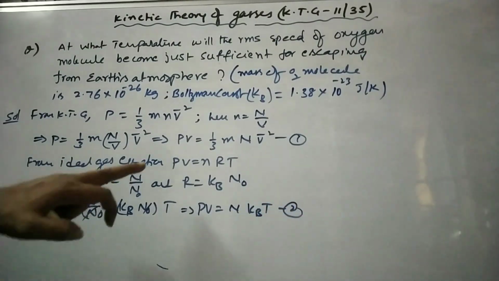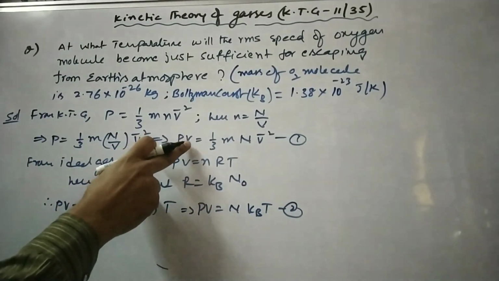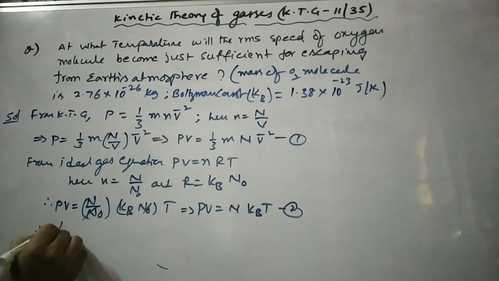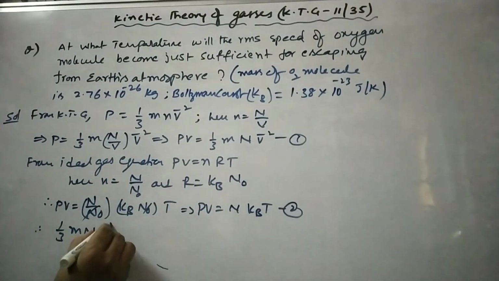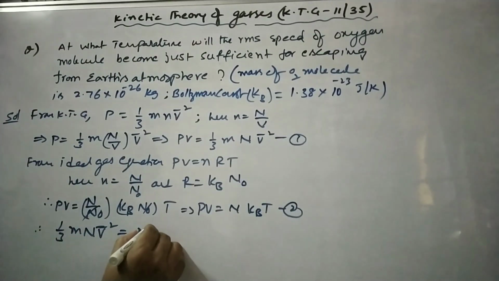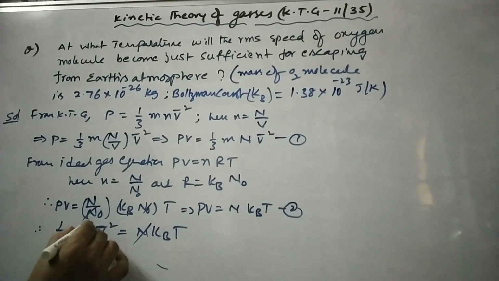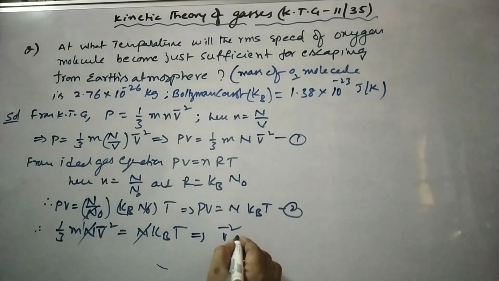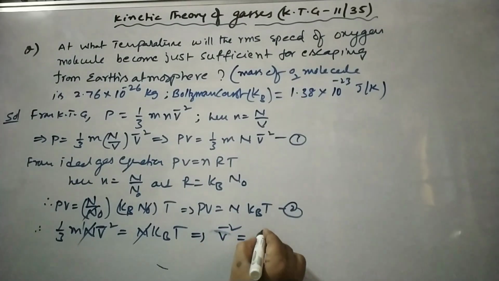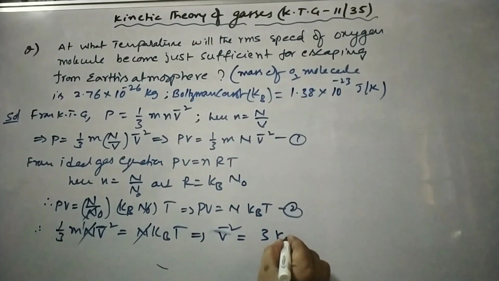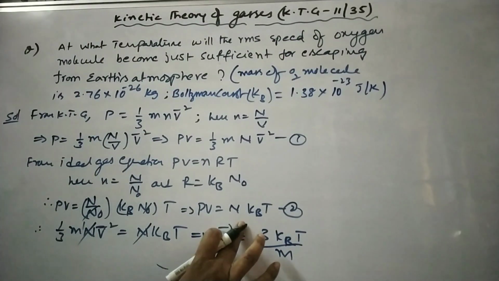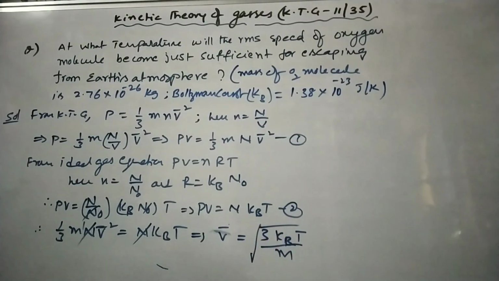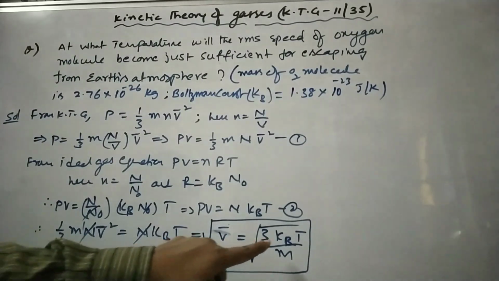This is equation 2. Now from equation 1 and 2, you may equate PV. Therefore, 1/3 m N v bar squared is equal to N Kb T. On both sides, N is cancelled. That implies we may write v bar squared is equal to 3 Kb T by m, where T is the absolute temperature. So when you write v bar squared, it is nothing but the mean of square velocity. This is the relation between square of mean velocity and absolute temperature.